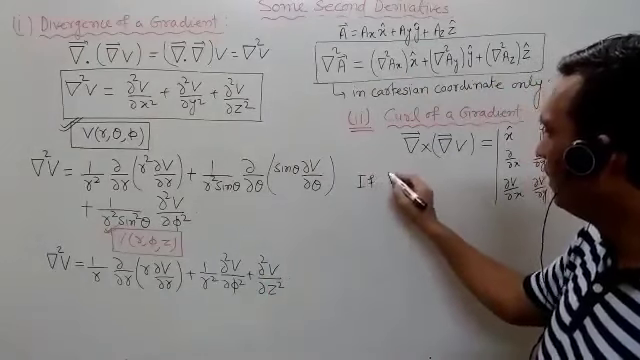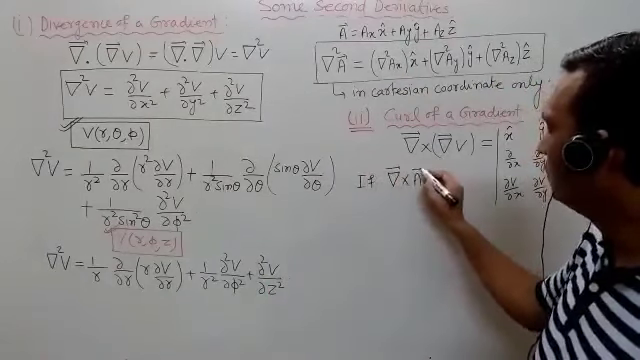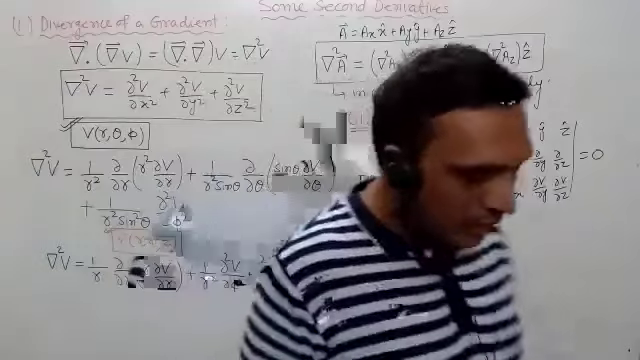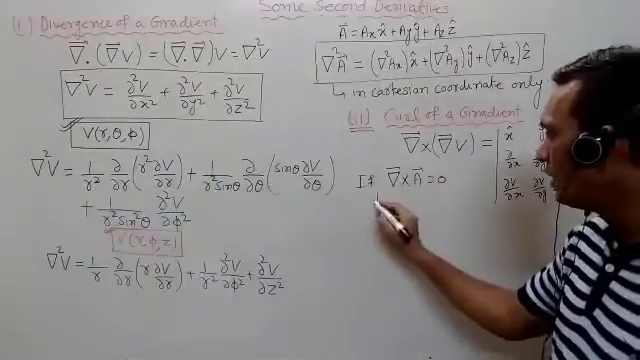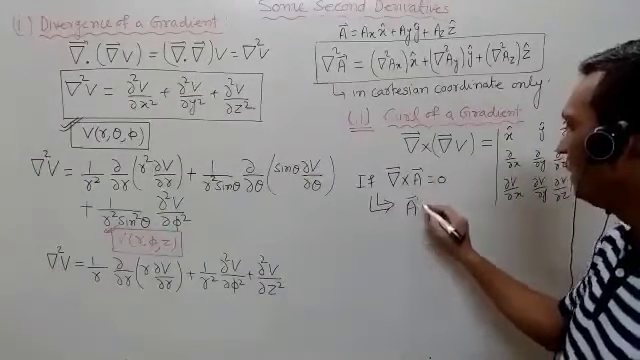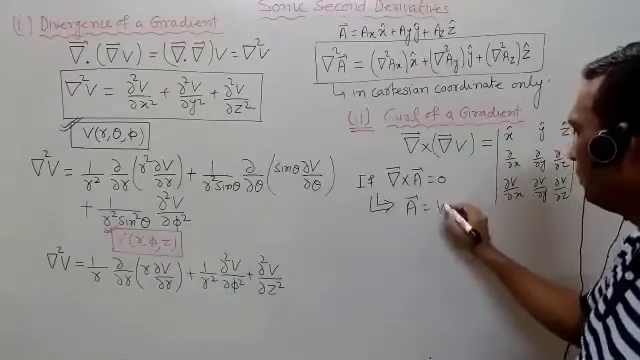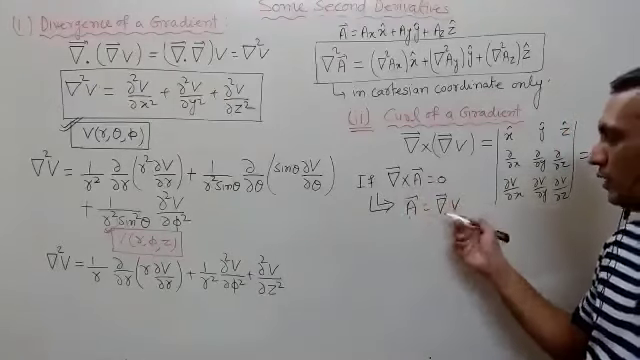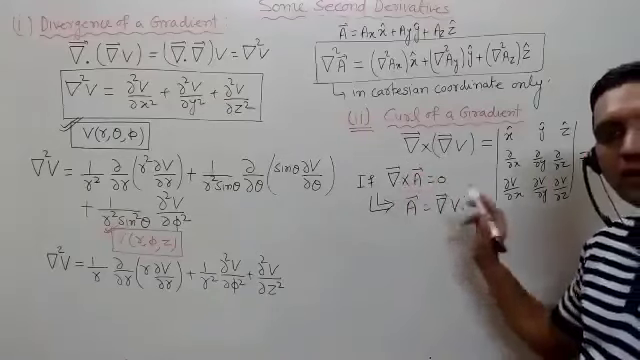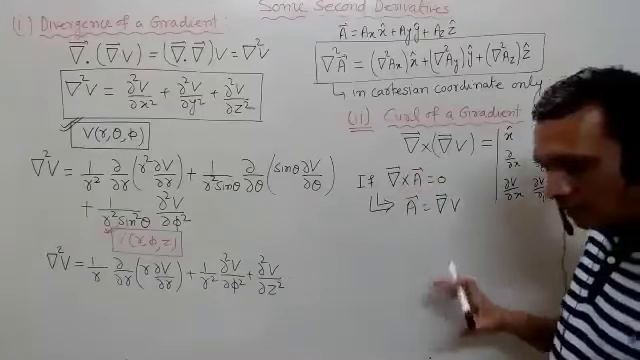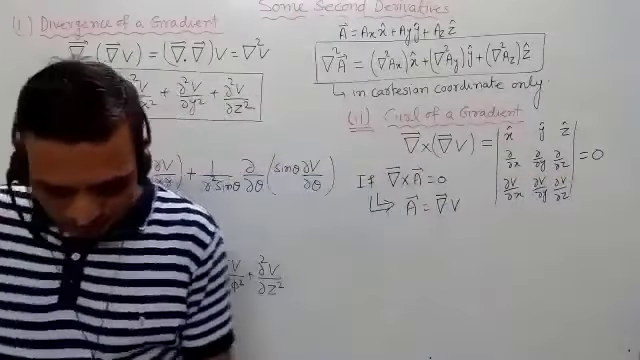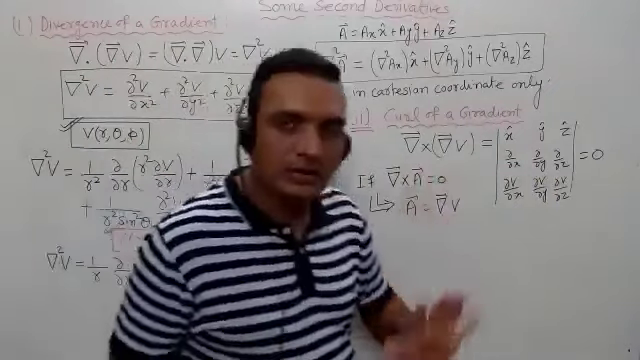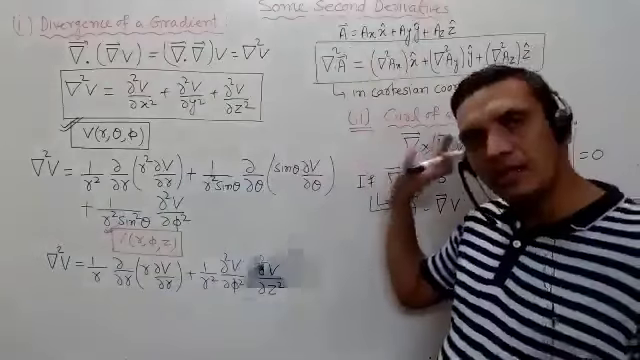So if the curl of a vector is 0, it means we can always express this vector as the gradient of some scalar function. You can always express vector A as the gradient of some scalar function because the curl of a gradient is always 0. ठीक है? Any coordinate system it is valid, sir. That is always valid. Curl of a gradient is always 0 in every coordinate system.